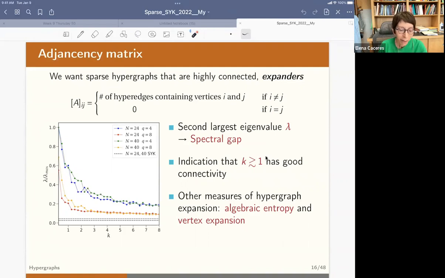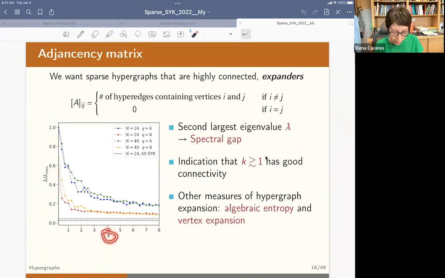So here, what do we have? We have a plot of lambda divided by lambda max. So the spectral gap, this lambda, for different values of n and q. And this dotted line is the SYK measure for different n's. So we want this plot to approach as much as possible the value of the SYK.